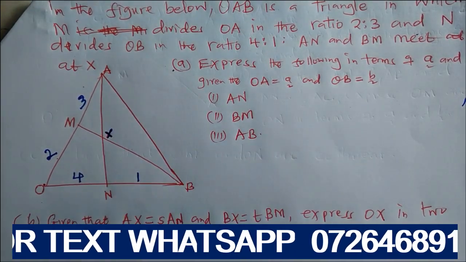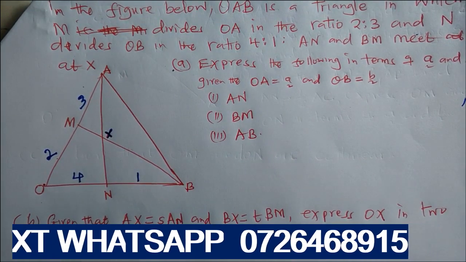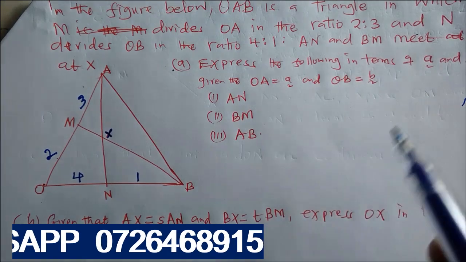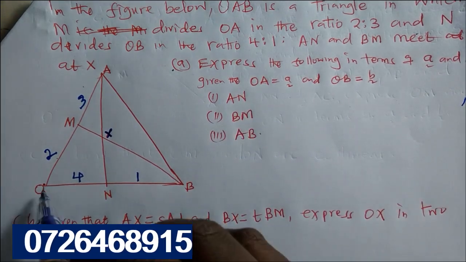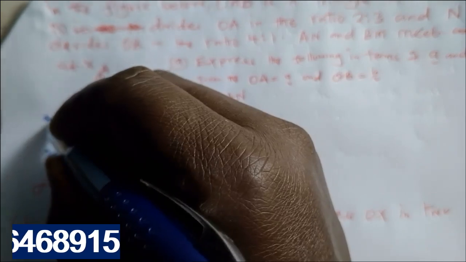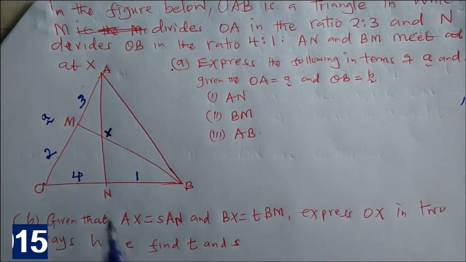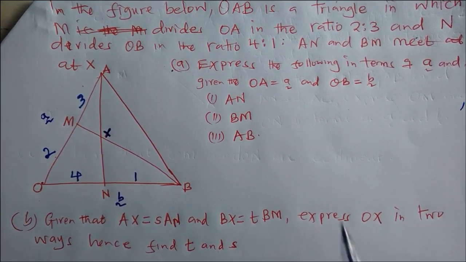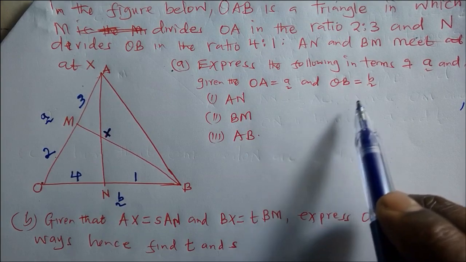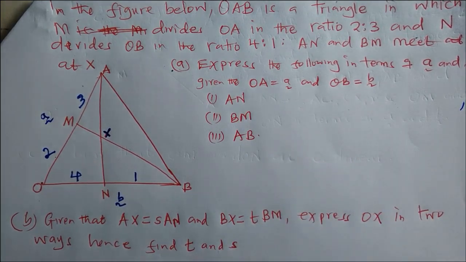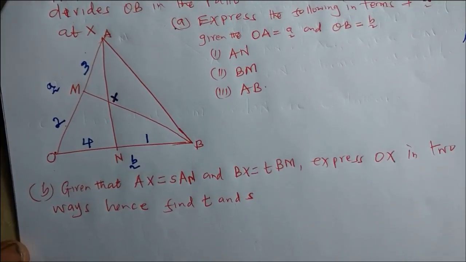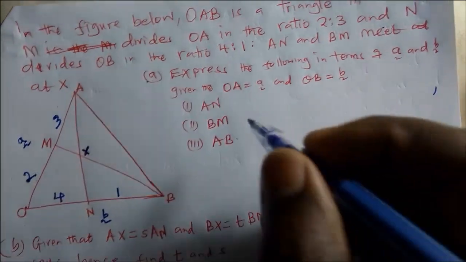Then express the following in terms. So we have been told that OA is vector A, OB is vector B. Express AN in terms of A and B. So let's start with part A. To express this, we can even express them here.